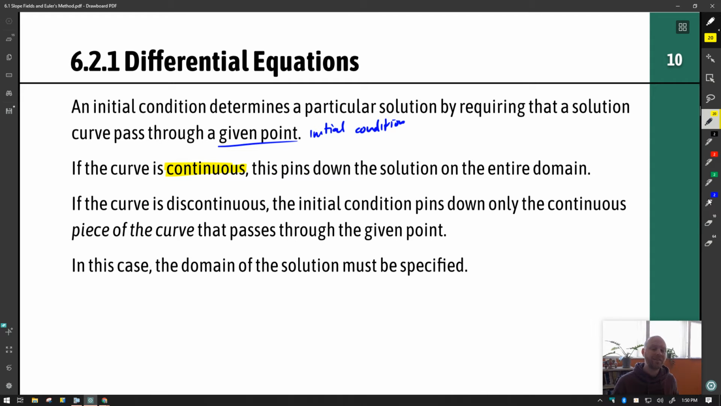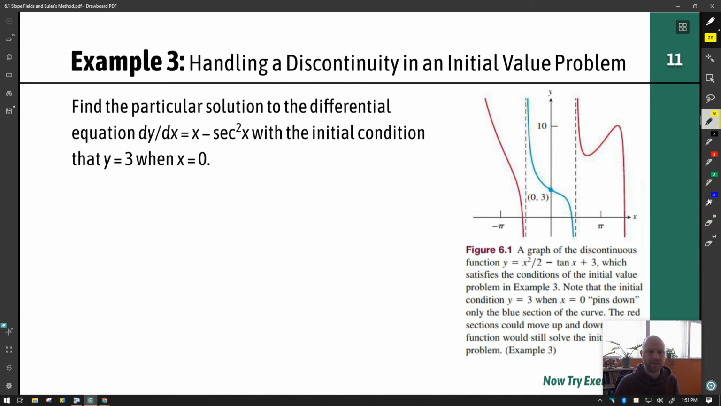domain. But if that curve is discontinuous, so if there's a jump or a gap or an asymptote somewhere in that function's solution, then the initial condition's only going to pin down the continuous piece of the curve that the initial condition point passes through. In that case, you're going to have to give a domain with your particular solution, since that particular solution is only applying to the part of the curve that is continuous. So we're going to see that in example 3 here.